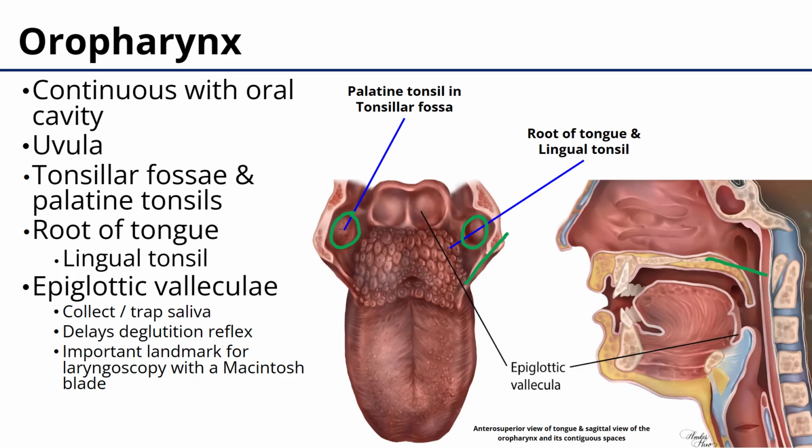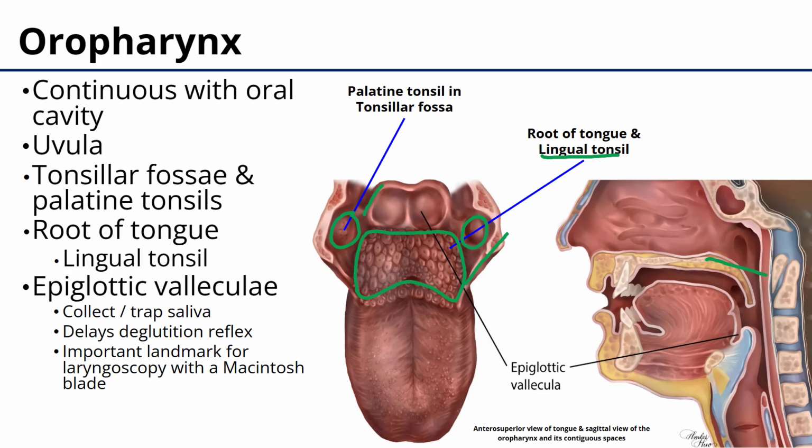In association with the posterior third of the tongue, or the pharyngeal portion of the tongue, we have a region known as the root of the tongue. And that root of the tongue is covered by rugose lymphatic tissue, and this is known as the lingual tonsil. Just posterior to the root of the tongue, we have the epiglottic valleculae.